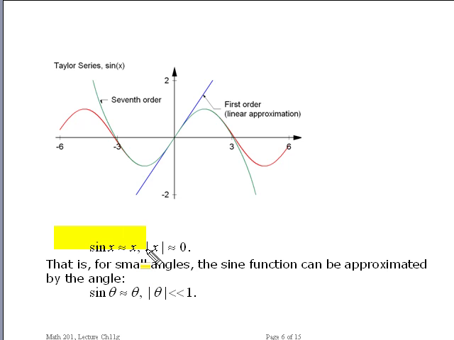And that's what's written here on this slide. For absolute value of x approximately equal to 0, sine of x is approximately equal to x. Often this is said in terms of angle. For small angles, for angles much less than 1, sine of theta is approximately equal to theta. You can replace sine theta by theta with a certain amount of error, but it's not too bad. You can see that from that series expansion. That's a good approximation for the sine of theta, for theta approximately 0.